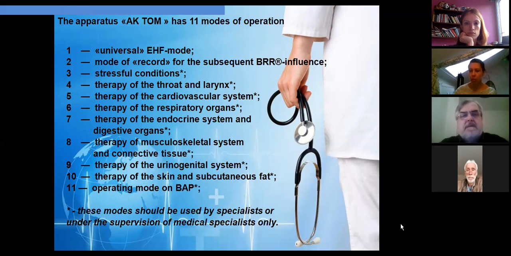The second mode is the so-called record mode with the subsequent BRR influence. This program runs 1 minute to fix the information of different areas of the human body, or you can even fix information from animals or from bacteria, and then re-radiate this information to the human body. It's a process which is very positive and very useful to transfer information from different places or organisms to each other.